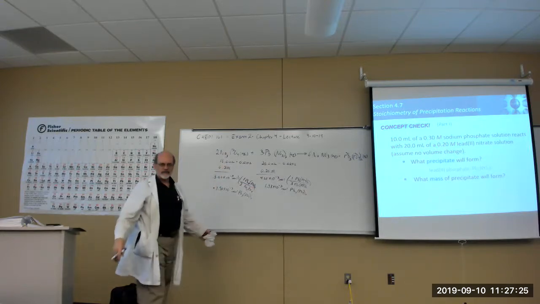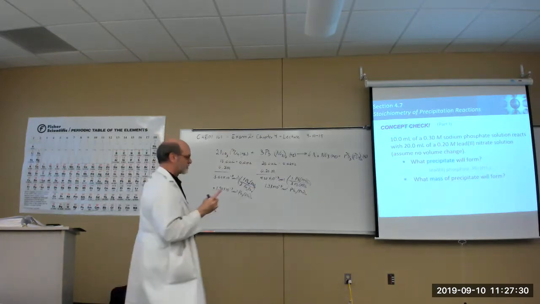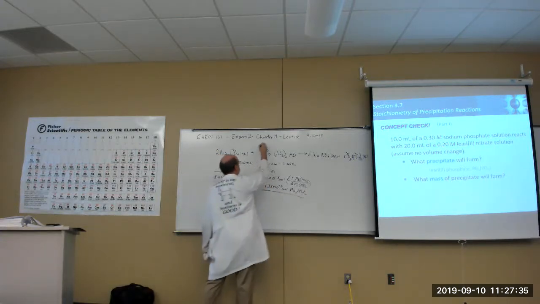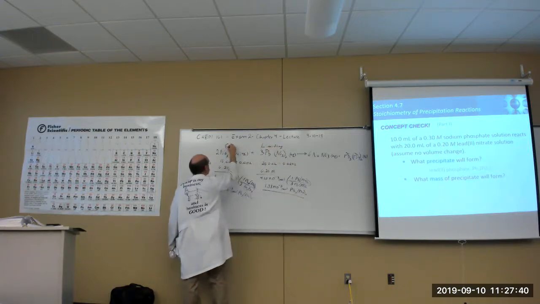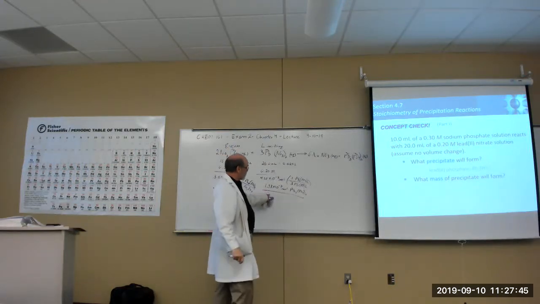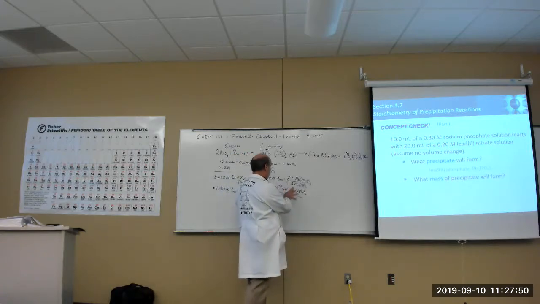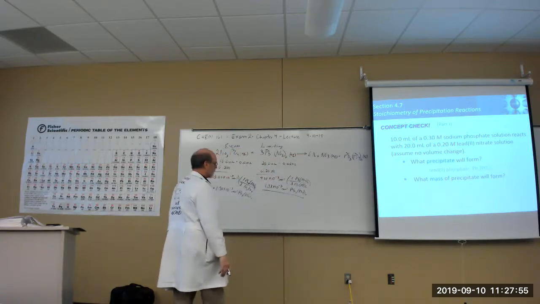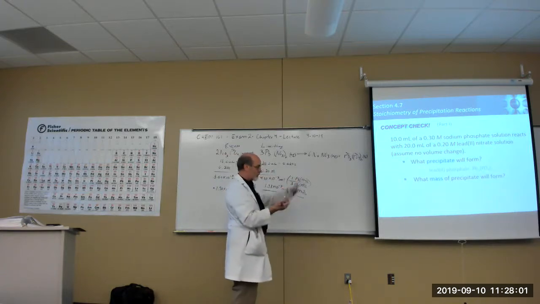So, which one is the limiting? The limiting one is the one that produces the smallest amount of product. This one. That's the limiting one. This one is excess. Okay? So, now that we know that we have this much potential, this is the actual amount of lead-2 phosphate that will be produced, we know that this many moles are produced. Now all we need to do is convert to mass.